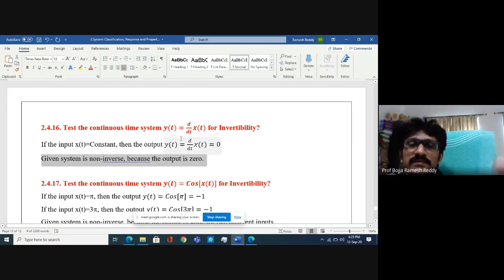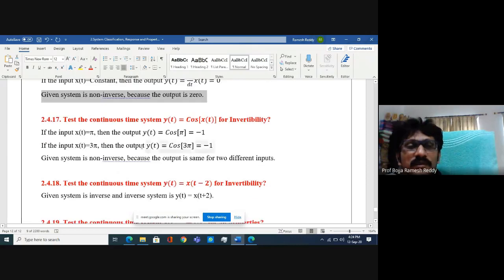But by watching this system, y of t is equal to d by dt of x of t, you can say that the system is invertible because of differentiation, but it is a non-invertible system because the output is 0 if the input is constant. Test the continuous time system y of t is equal to cos x of t for invertibility. This also looks like an inverse system because if y of t is equal to cos x of t, then x of t is equal to cos inverse of y of t. By using the inverse function, we can get that.